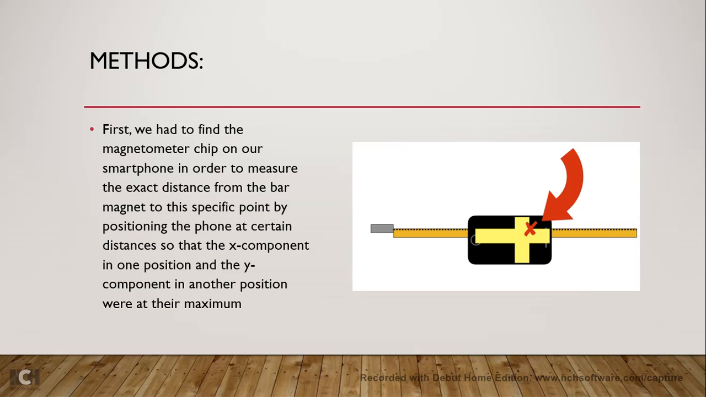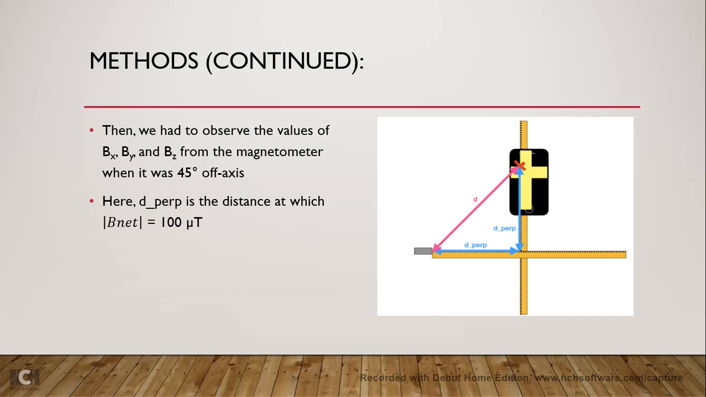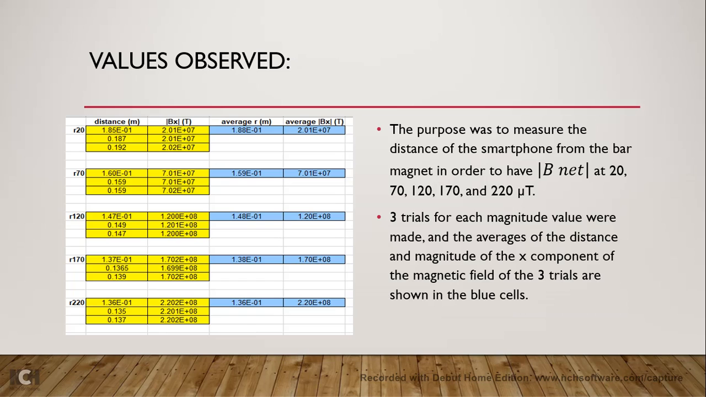First, we have to find the magnetometer chip on our smartphone in order to measure the exact distance from the bar magnet to the specific point, by positioning the phone at certain distances so that the x component in one position and the y component in another position were at their maximum. And then we have to observe the value of Bx, By, and Bz from the magnetometer when it was 45 degrees off axis. Here, the perp is the distance at which the magnitude of B net is 100 microtesla. Here are the values that are recorded.